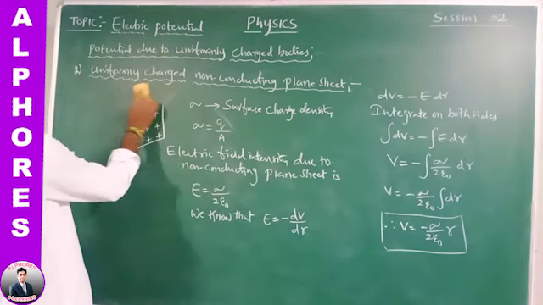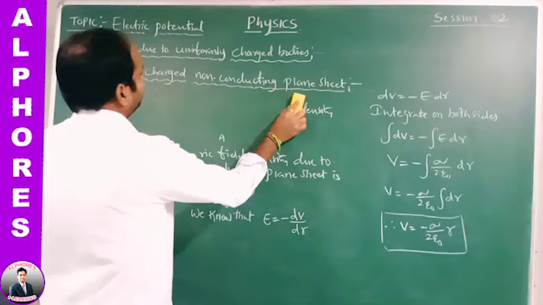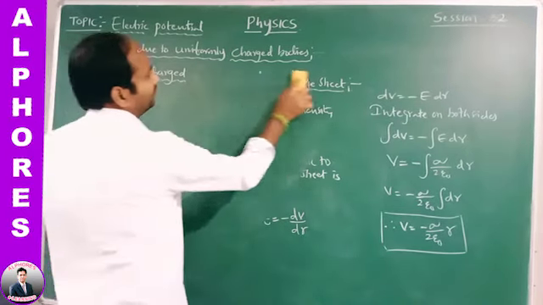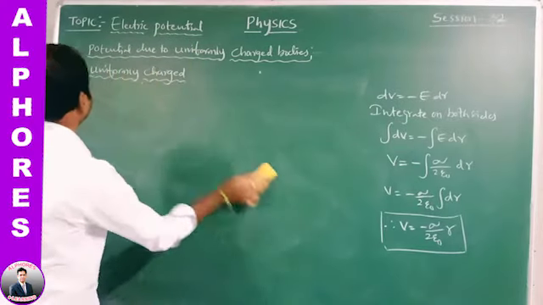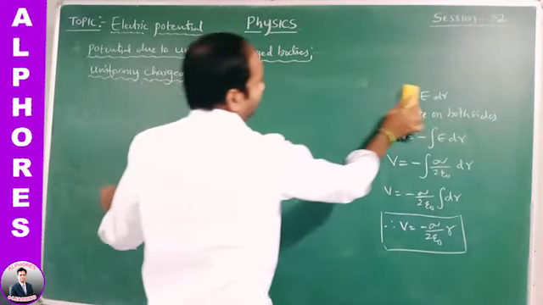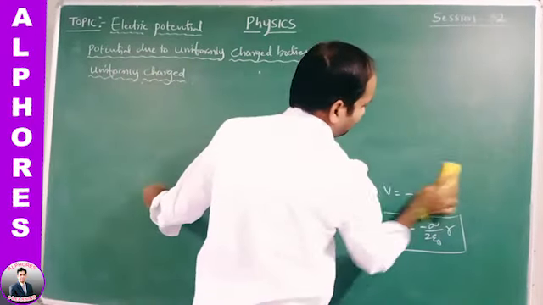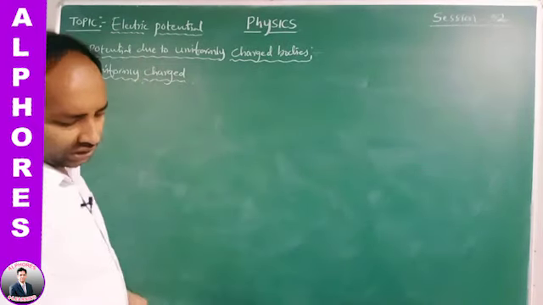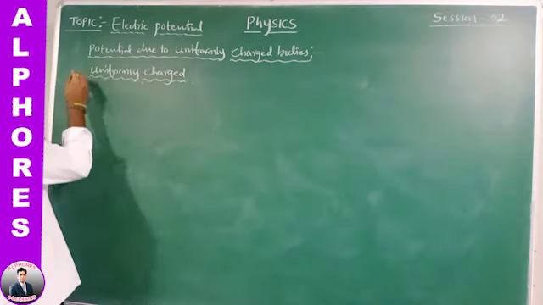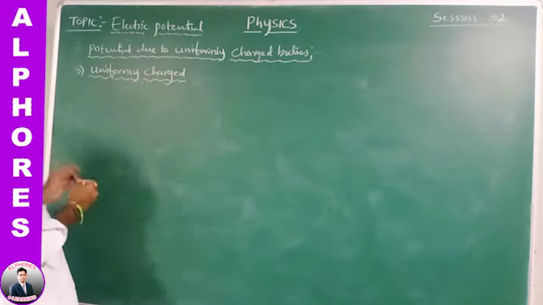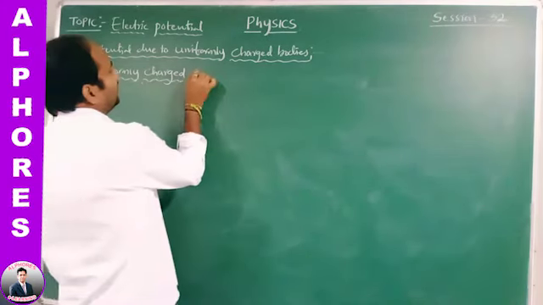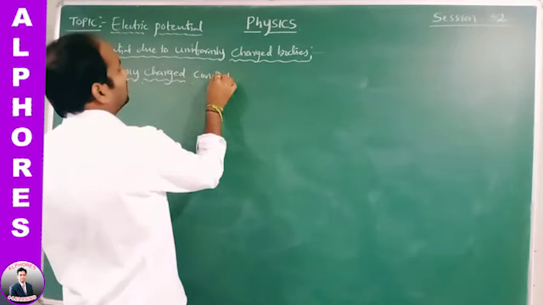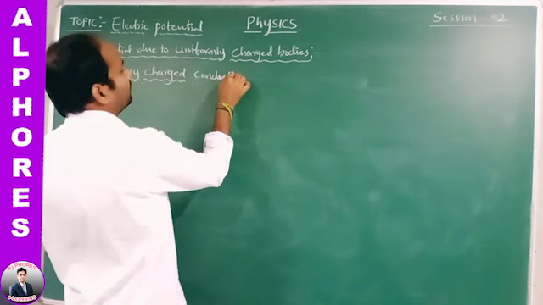And the third one is the potential due to a uniformly charged conducting sphere.